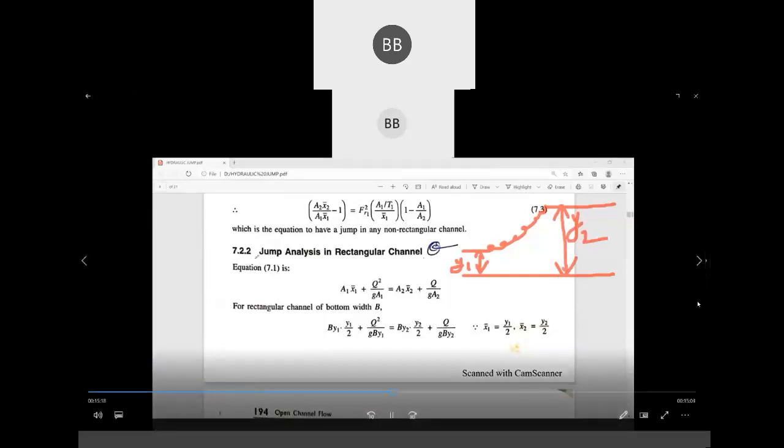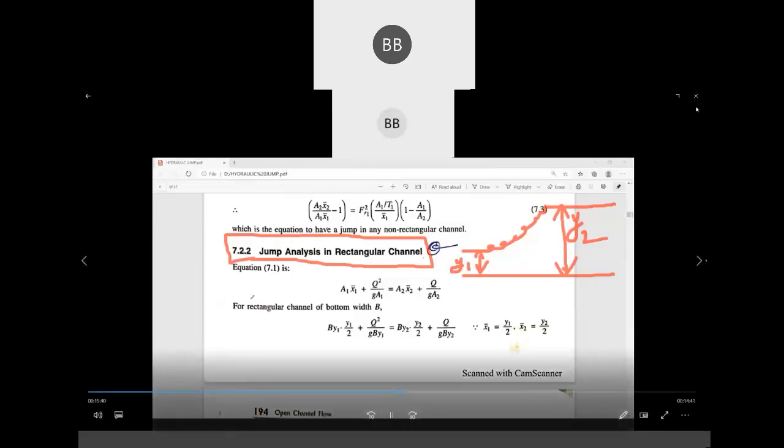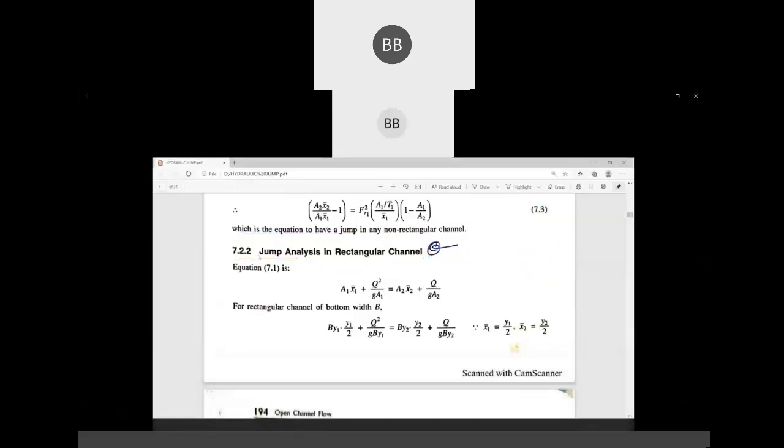For a rectangular channel, you can write down this jump analysis. This is very important when you go for a competitive exam. There you can find some questions related to this Y1 and Y2, where Y1 is given and you need to find out the Y2 value, or Y2 is given and you need to find out the Y1 value. So you write down the jump analysis in rectangular channel.